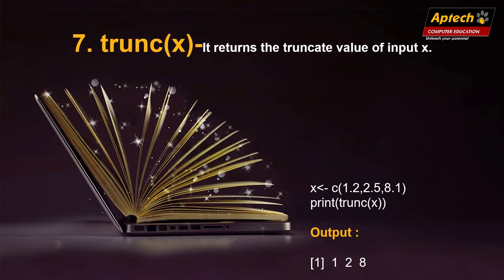The next function is trunc function. It returns the truncated value of input x. When we say truncated value, it means 1.2, 2.5 or 8.1 we are passing to x. So c is a vector containing 3 values. But what will happen? The output will remove the decimal part. So .2, .5 and .1 will be removed. So the output is 1, 2, 8.